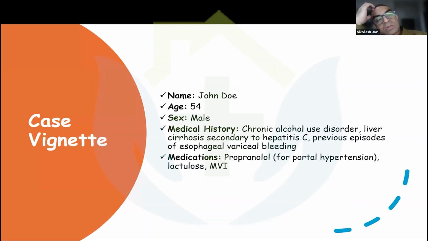So this is John Doe, age 54 years old, male, medical history of chronic alcohol use disorder, liver cirrhosis secondary to hepatitis C, previous episodes of esophageal variceal bleed. The common medications that this patient was on were propranolol, lactulose, and multivitamin injections. You got it till here? Yes, sir.